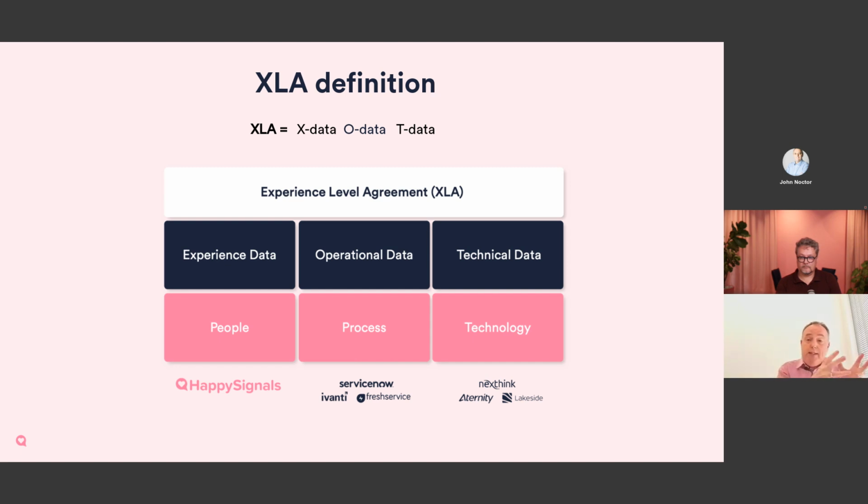So you might find in the X data that actually we need to improve services over here, or we need to improve technology over there. And there are various different tools, as you can see at the bottom of the screen. The main tool for gathering X data is a tool like HappySignals. That's going to measure people's happiness and their lost time.